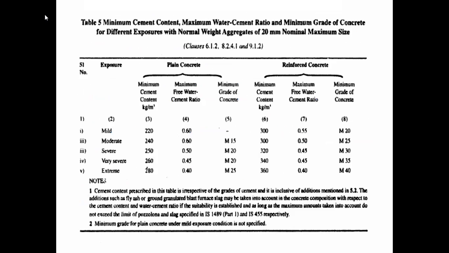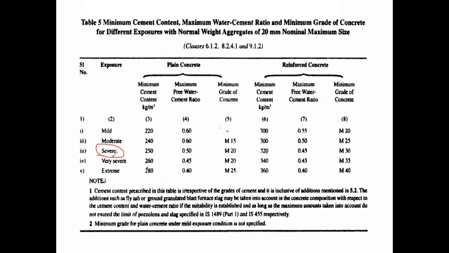See, this is for table 5 of IS 456. So I told you, right? We are going to see only reinforced concrete, that is for extreme condition. The minimum cement content is 360 kilogram per meter cube. Is it correct? No, because we have chosen a severe condition here, it is not extreme condition. I have marked it wrongly.